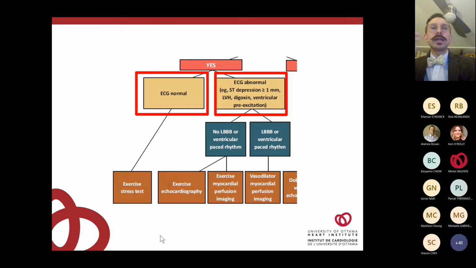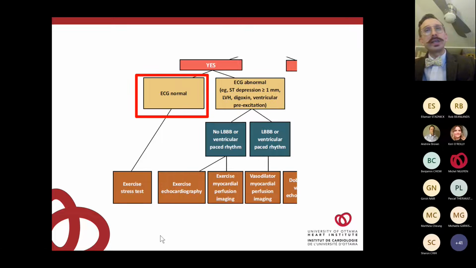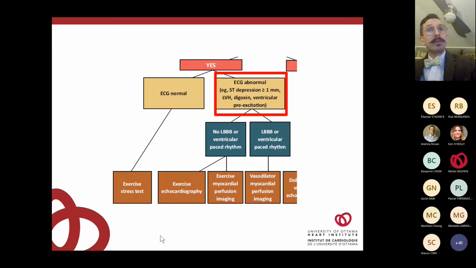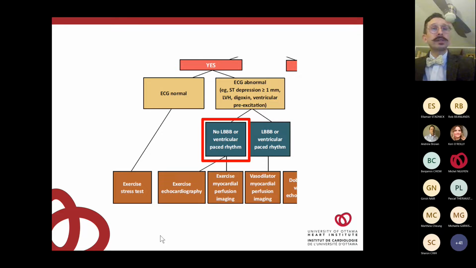Next, you look to see if the patient has a normal or abnormal baseline EKG. With a normal EKG, the CCS recommends stress testing. If their EKG is abnormal, then the patient should have some form of imaging testing. If there's an abnormal EKG without a left bundle or paced rhythm, then either exercise echo or myocardial perfusion imaging are the tests of choice. If there is a left bundle or paced rhythm, then vasodilator perfusion imaging is the test of choice.